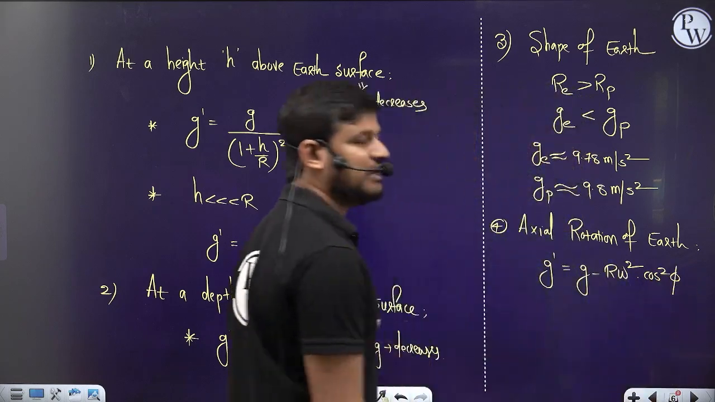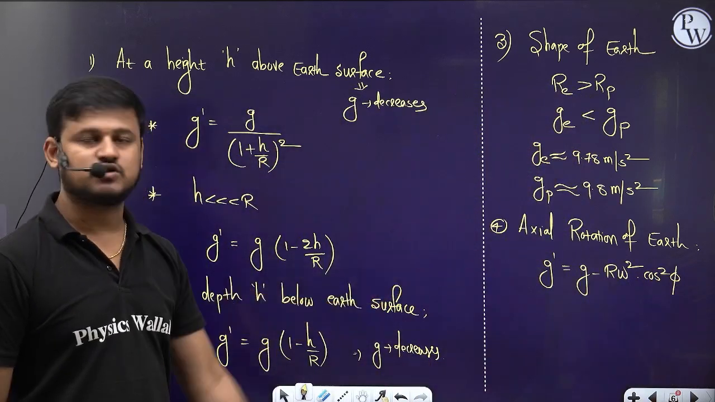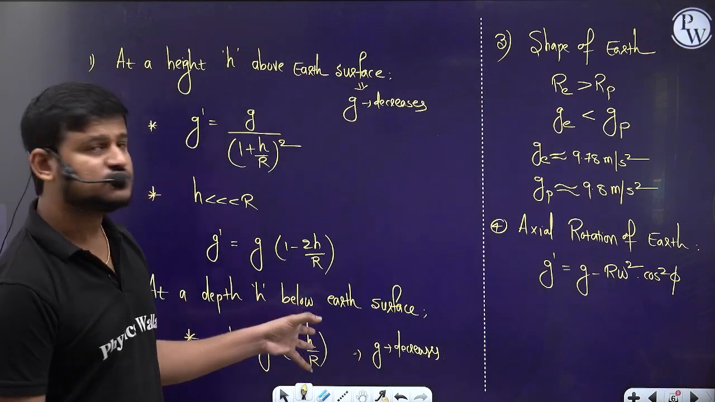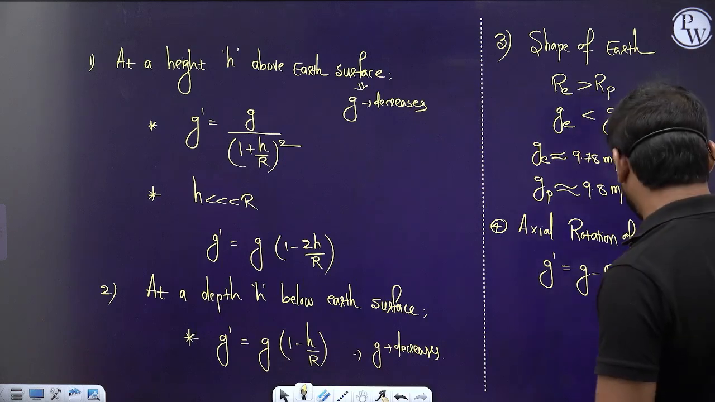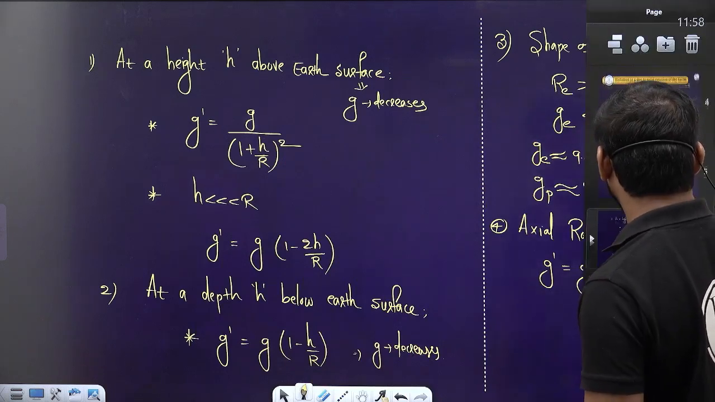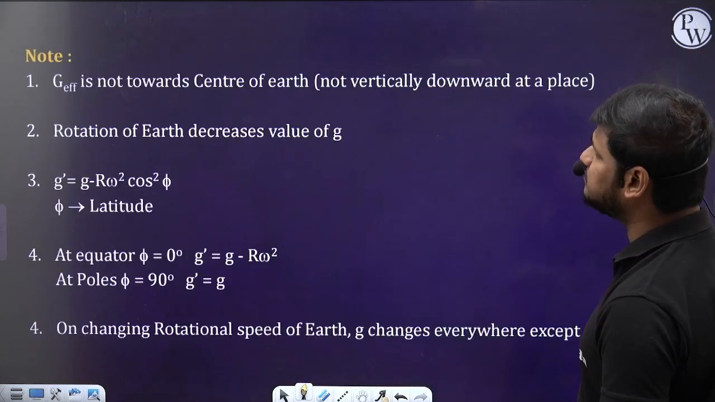So the g value again decreases due to axial rotation. Clear? Understood, guys? Chalo. So this is all about the variation of acceleration due to gravity. So now let's move further. So the same points I wrote.